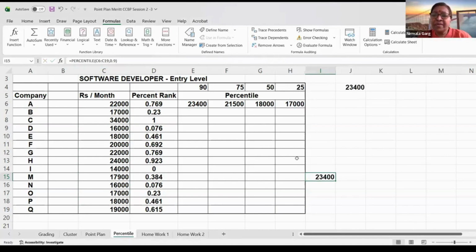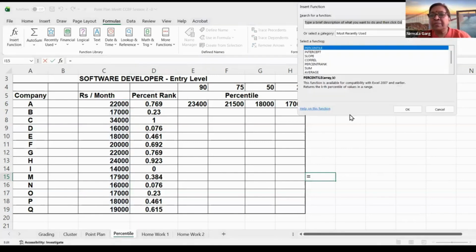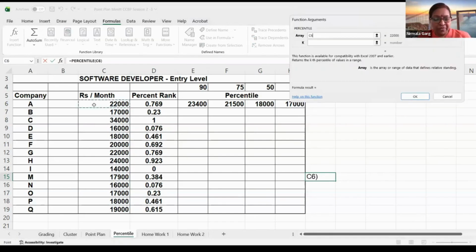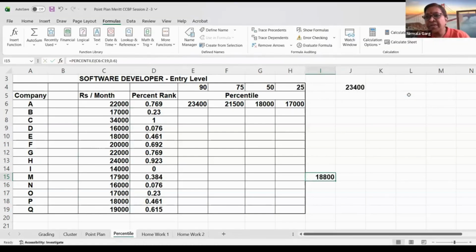For example, I want you to tell me how I will do the 60th percentile. What will I do? Insert function, then percentile. Then area of data: select the salary data. Then where I put K, what will I put? 60th percentile, so 0.6. Got it? Okay.